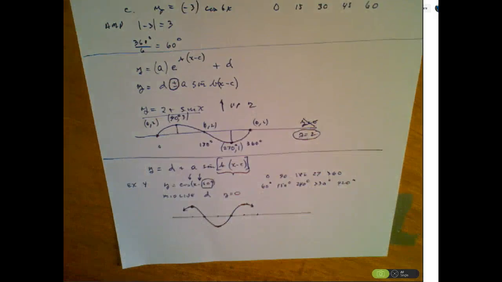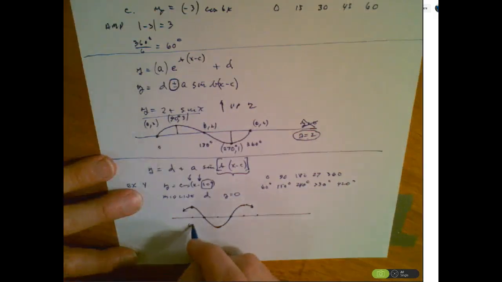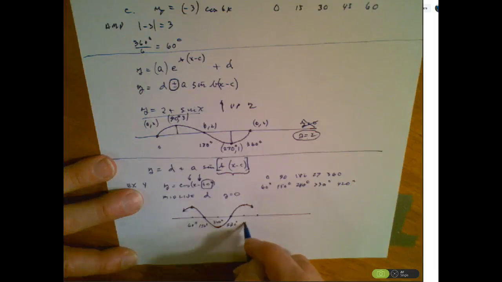Now, this is real simple. We're going to wrap it up now. This is now 60 degrees, and this is 150 degrees. This is now going to be 240 degrees. This is going to be 330 degrees. And this last one will be 420 degrees.